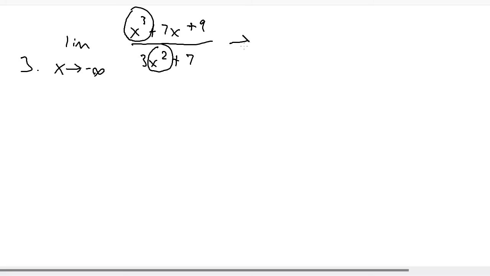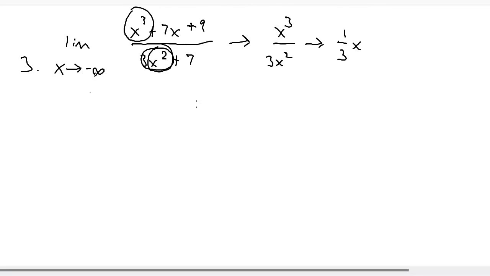So what I'm going to do now is just take the top coefficients and the degree. So I have x cubed, or just 1x cubed, over the entire coefficient along with the degree, so 3x squared. And then I'm just going to divide them out. So 1 over 3 is just 1/3, and x cubed over x squared is just x.